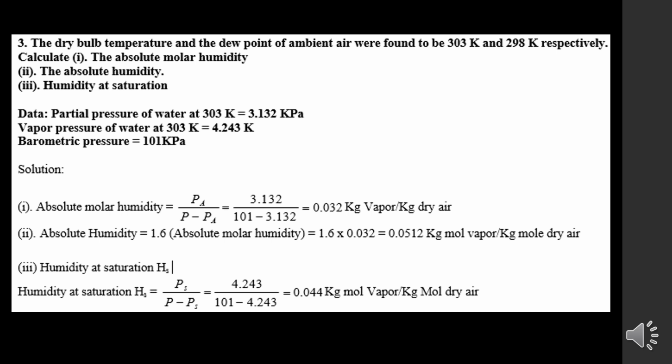Then humidity at saturation, Hs. Humidity at saturation Hs is Ps divided by P minus Ps. Ps is also given in the question, which is nothing but the vapor pressure of the water. On substituting the values, we have obtained 0.044 kilogram mole vapor per kilogram mole dry air.